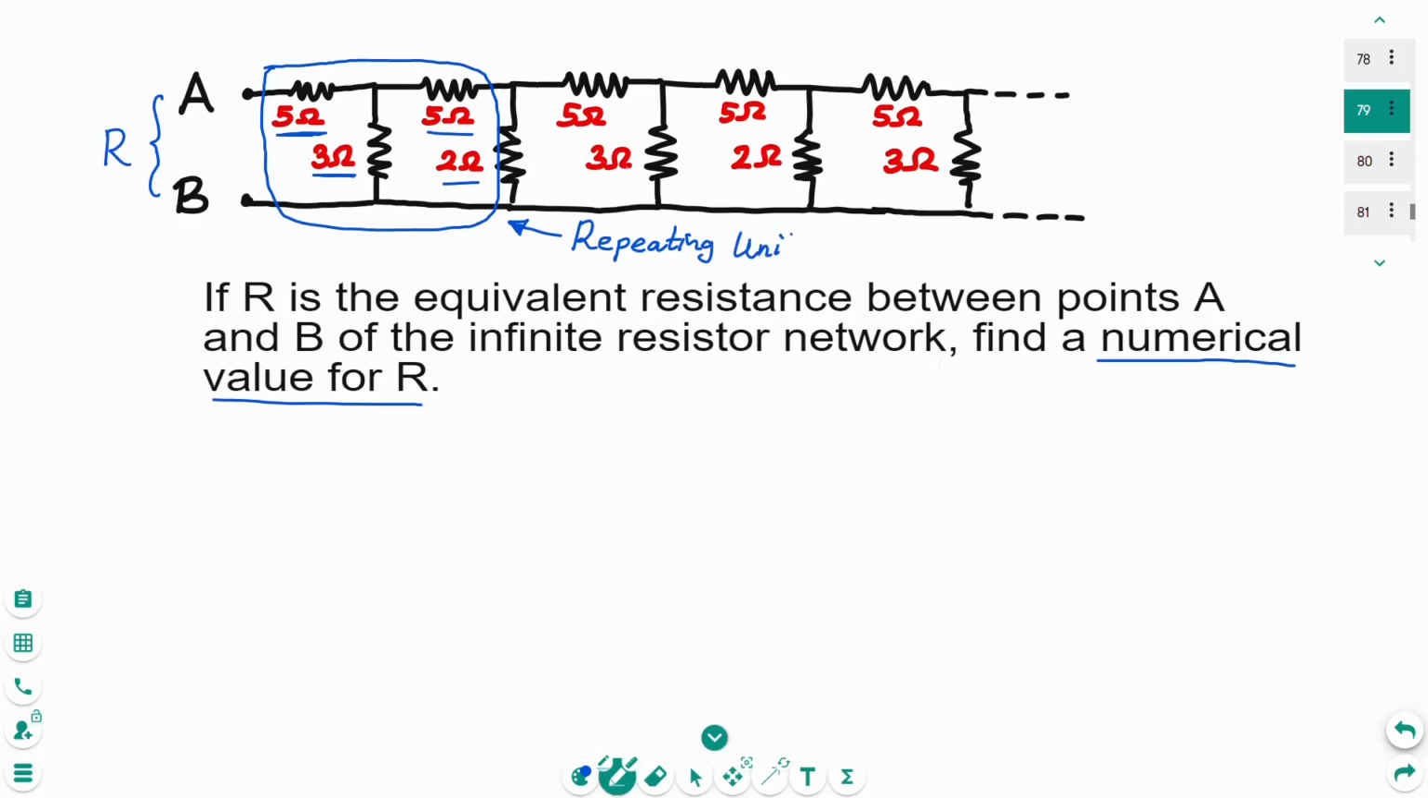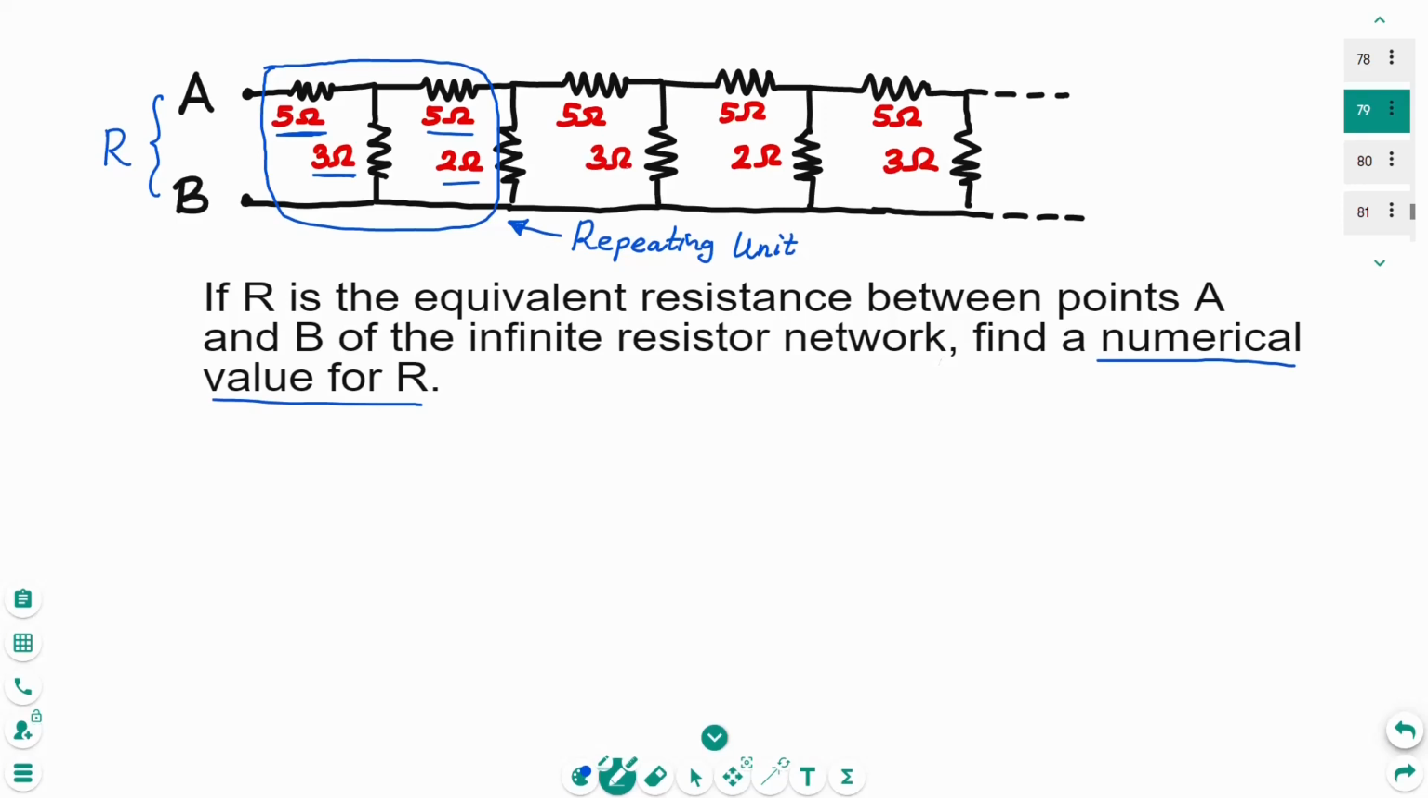Okay, so this is our repeating unit. Now, if you take one out of an infinitely large group, it's not going to change that infinitely large group. So that's the logic that we are going to use in this problem. So we are going to isolate one of these repeating units, and the rest of the network as a result will not change. That means the equivalent resistance of the rest of that network will be R. It's not going to change.